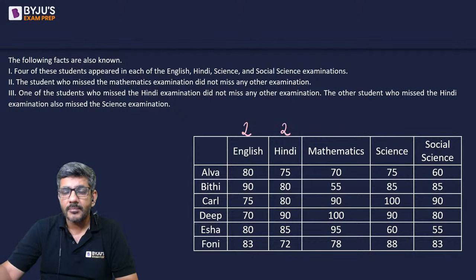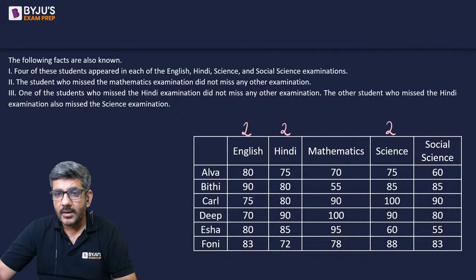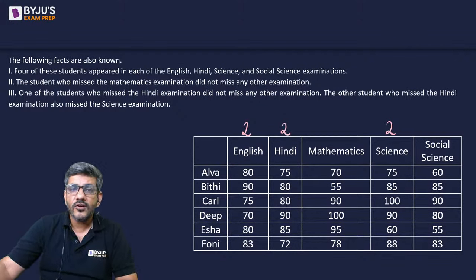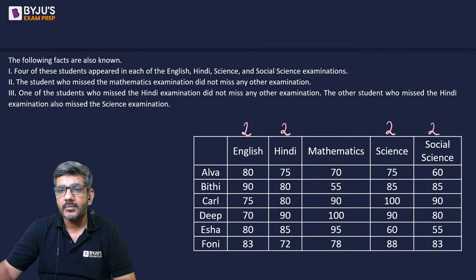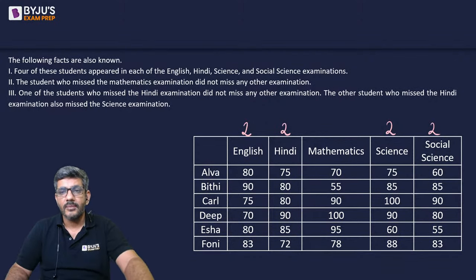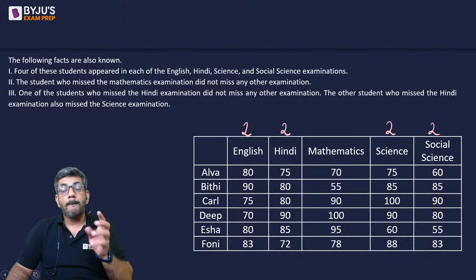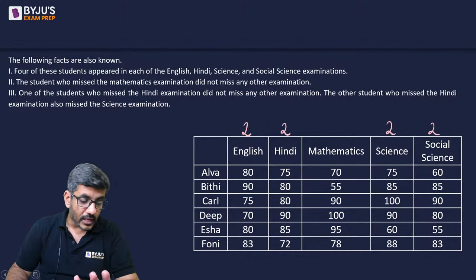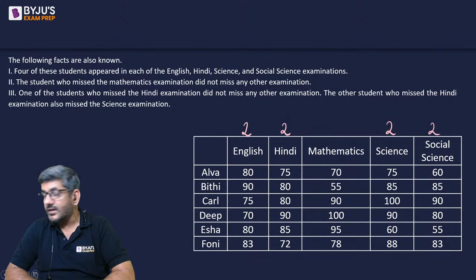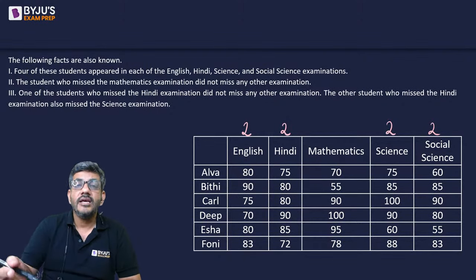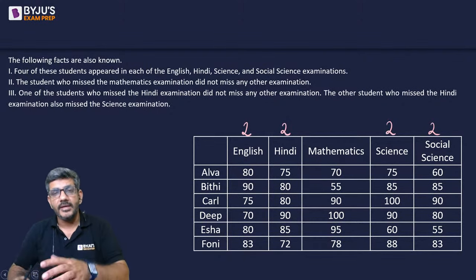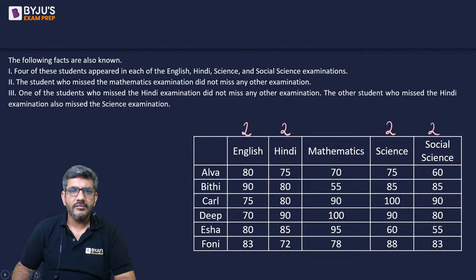That means 2 of them appeared for Hindi. 4 of them missed Science. That means 2 of them appeared for Science. And 4 of them missed Social Science. So 2 of them appeared for Social Science. I hope you got my point. Right? These 4 subjects were missed by 4 people out of 6. तो 6 में से अगर 4 लोगों ने मिस किए हैं इसका मतलब 2 लोगों ने उनको अपीयर किया है. So that's what we have written here.